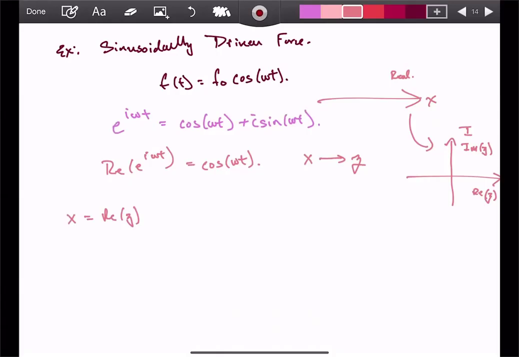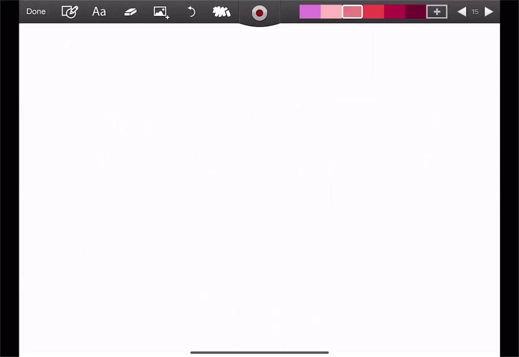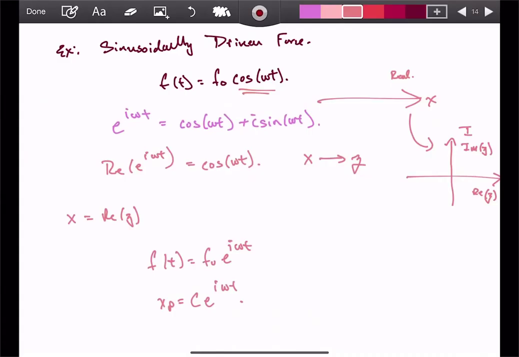First of all, let's look at my particular solution. Because our function is going to go as e to the I omega t, since f of t is written as f0 e to the I omega t, my particular solution should go as some new coefficient, let's call that c, e to the I omega t. Now let's plug that into my differential operator. This should be z particular solution, sorry.